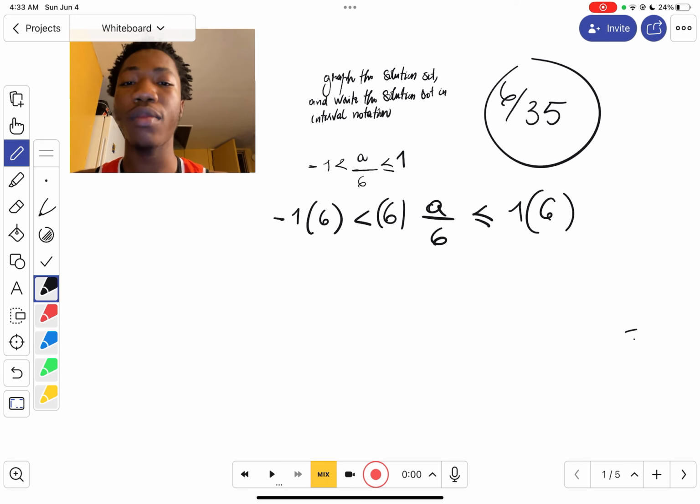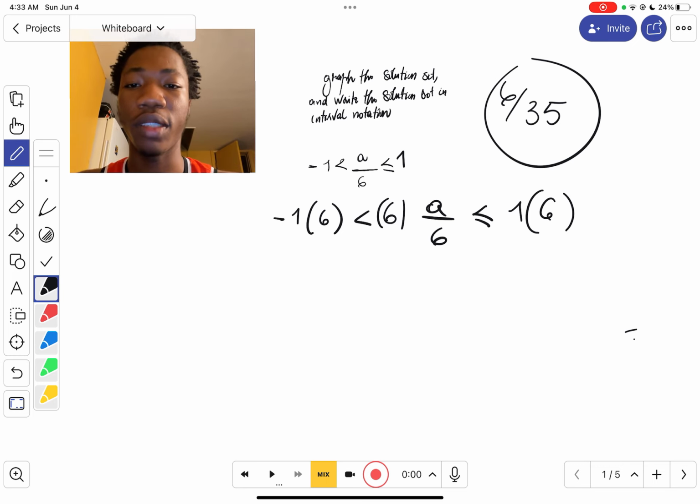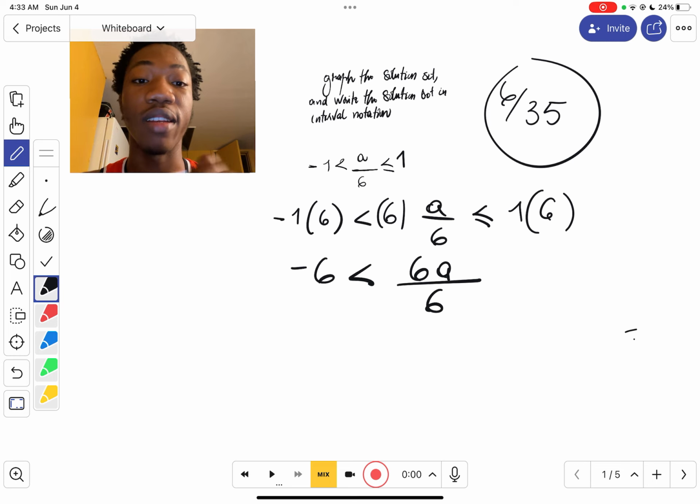So we're going to solve it. It's going to be -6, so we're going to have 6 over 6, a over 6. I'm going to do it step by step. I know you don't have to do it this way, but I just want to do it step by step so that you guys get comfortable with doing it and actually see what I'm doing.